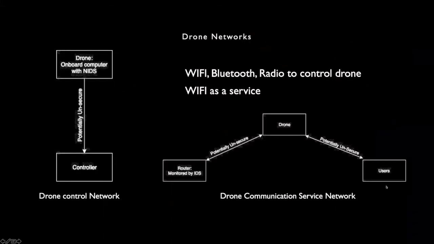Drones are flown via Wi-Fi network, in which the controller sends instructions to the drone. They are often used to provide Wi-Fi service in disaster-stricken areas and may handle sensitive military or health data. On the left is an example of a drone control network in which the user sends information to the drone, and on the right is an example of a drone providing a service to the users.